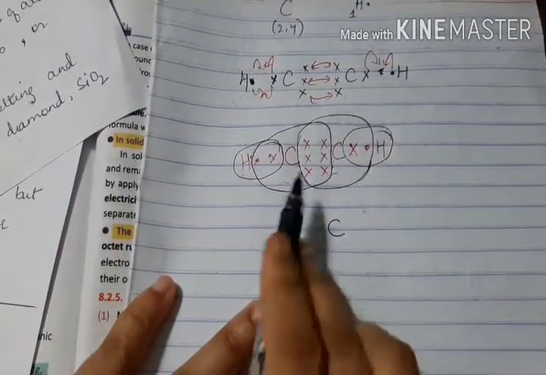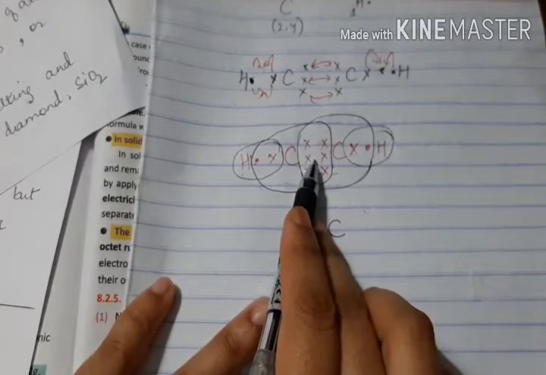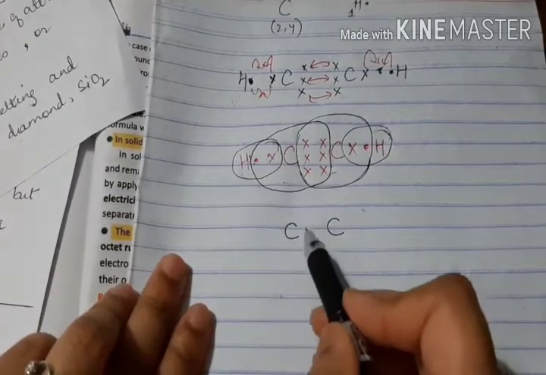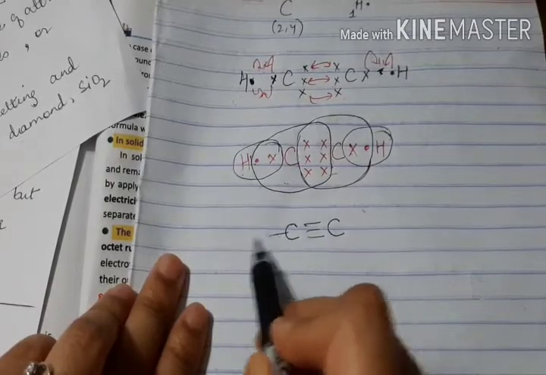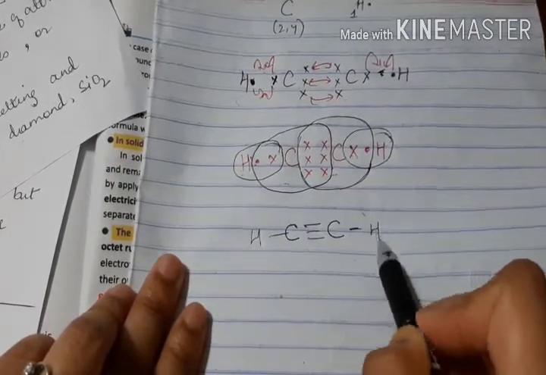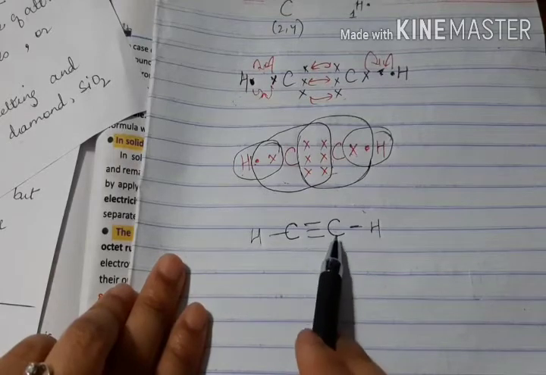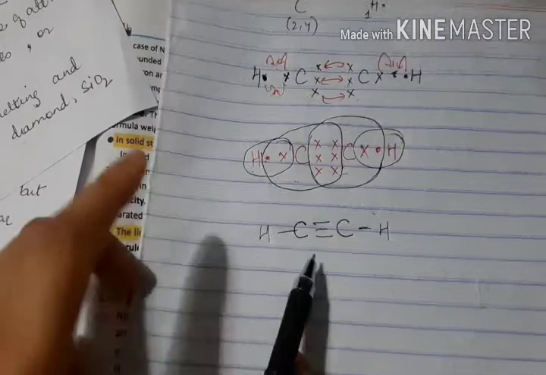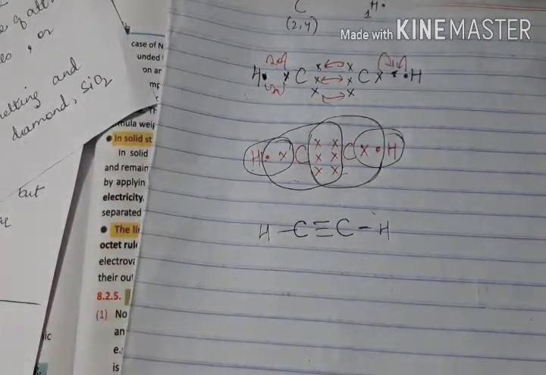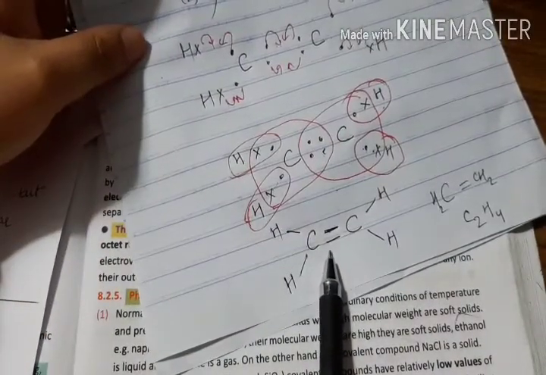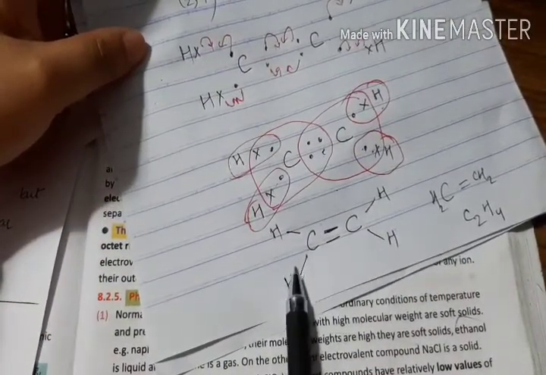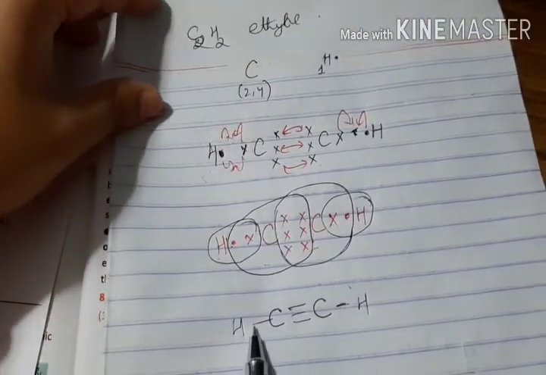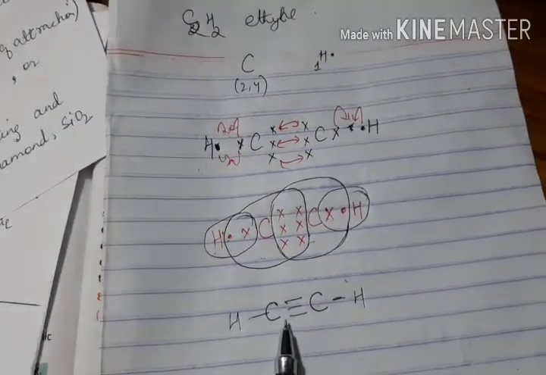Between carbon and carbon, how many shared electron pairs? The pairs are 3: 1, 2, 3. Here is 1, here is 1. So these are the bonds. This is a triple bond, as you can see. Earlier, this was a double covalent bond. These are single: 4 single covalent bonds. Here also this is a single covalent bond. These are triple covalent bonds.